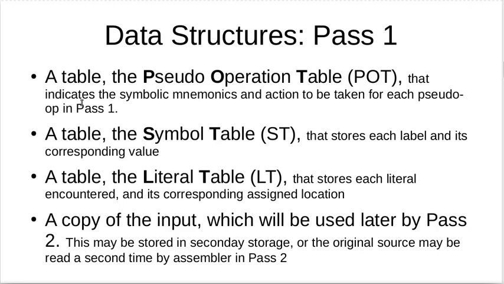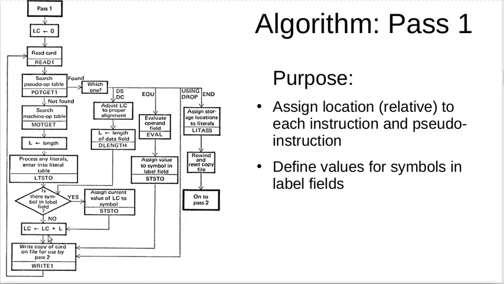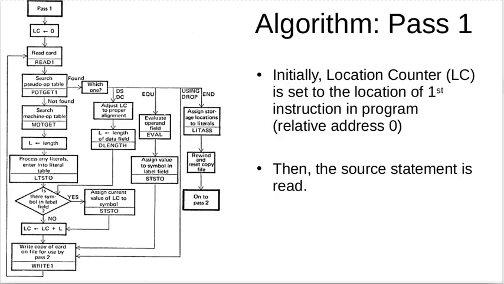Next we will go through the algorithm of pass 1. The algorithm is given using this diagram. This may look like a very complicated diagram, but we will go through the steps one by one. If you can understand each step, you can always remember this diagram logically. So let's start. The purpose of pass 1 is to assign relative locations to each instruction and pseudo instruction, and the second purpose is to define the values for symbols in label fields. So this is the purpose of the algorithm.